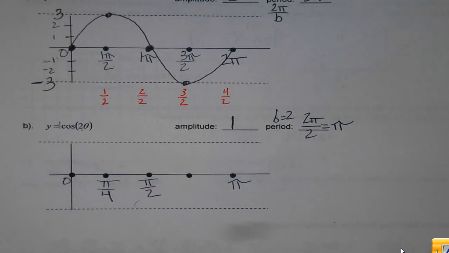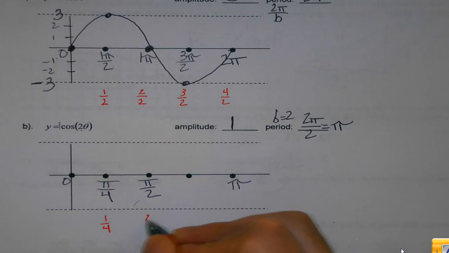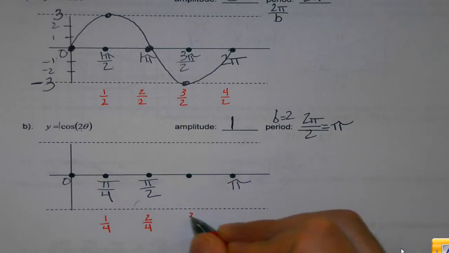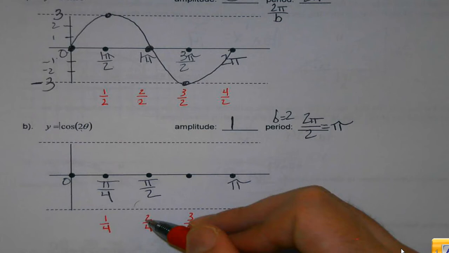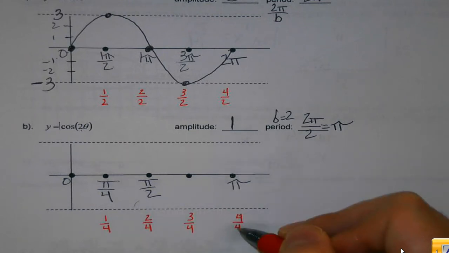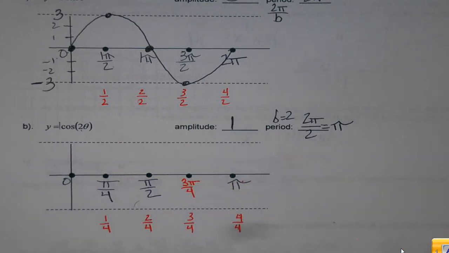And then again, think pattern, or you could plug it in your calculator. 1/4, 2/4, 3/4, 4/4. 2 over 4 is 1/2. 4 over 4 is 1. So that'd be 3 pi over 4.